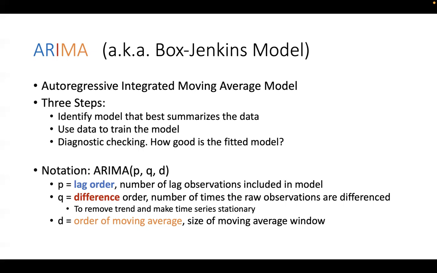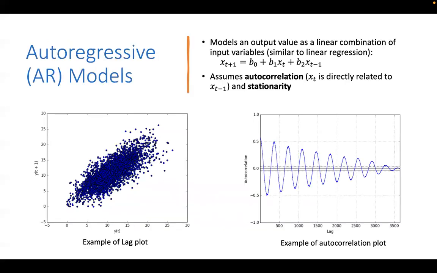But this is a little confusing right now, I am guessing. So let me talk about each model a little bit more in detail, so we can kind of build up to the ARIMA model. So this is the first part, which is the autoregressive model. It basically means that you model an output value as a linear combination of input variables.